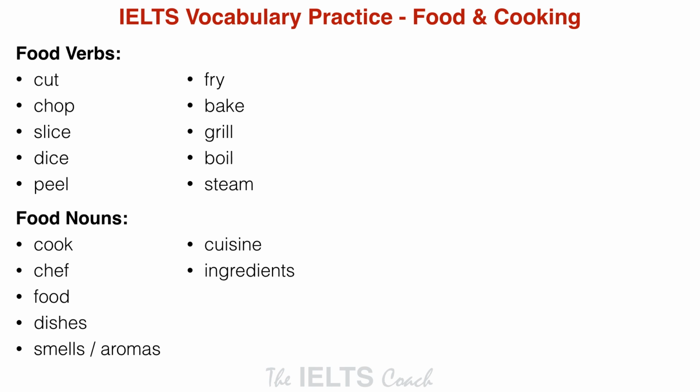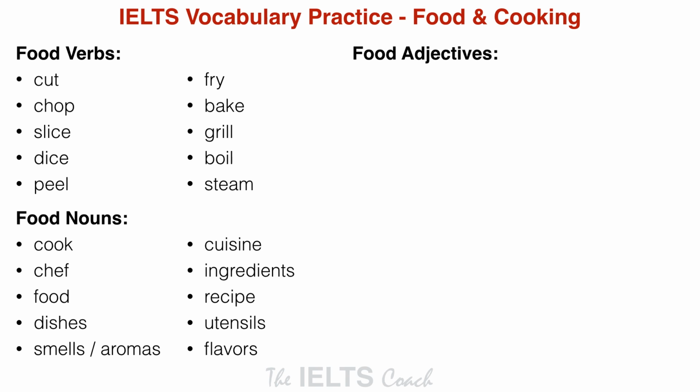Cuisine, ingredients, a recipe, which is instructions about how to cook food. Utensils, the equipment that we use when cooking. So a knife, spoon, spatula are different utensils. And the flavors, we want delicious flavors when we cook the food.